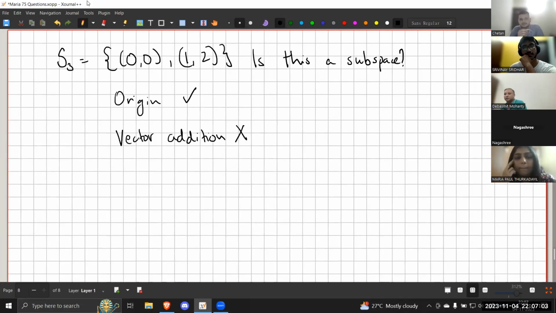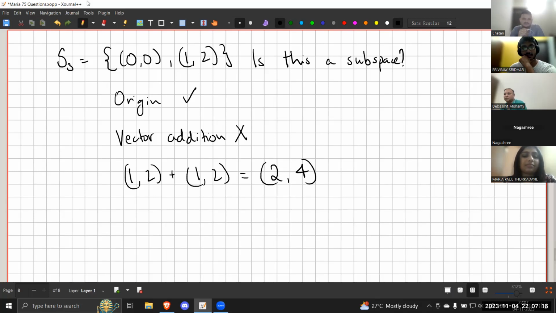Vinay, can you write that down? 1, 2 plus 1, 2. Right. So it gives me what? 2, 4. Right? Is 2, 4 part of this set? Guys, this should be pretty easy. I am expecting a lot of answers for this question at least. It's not, right? So it does not satisfy vector addition.